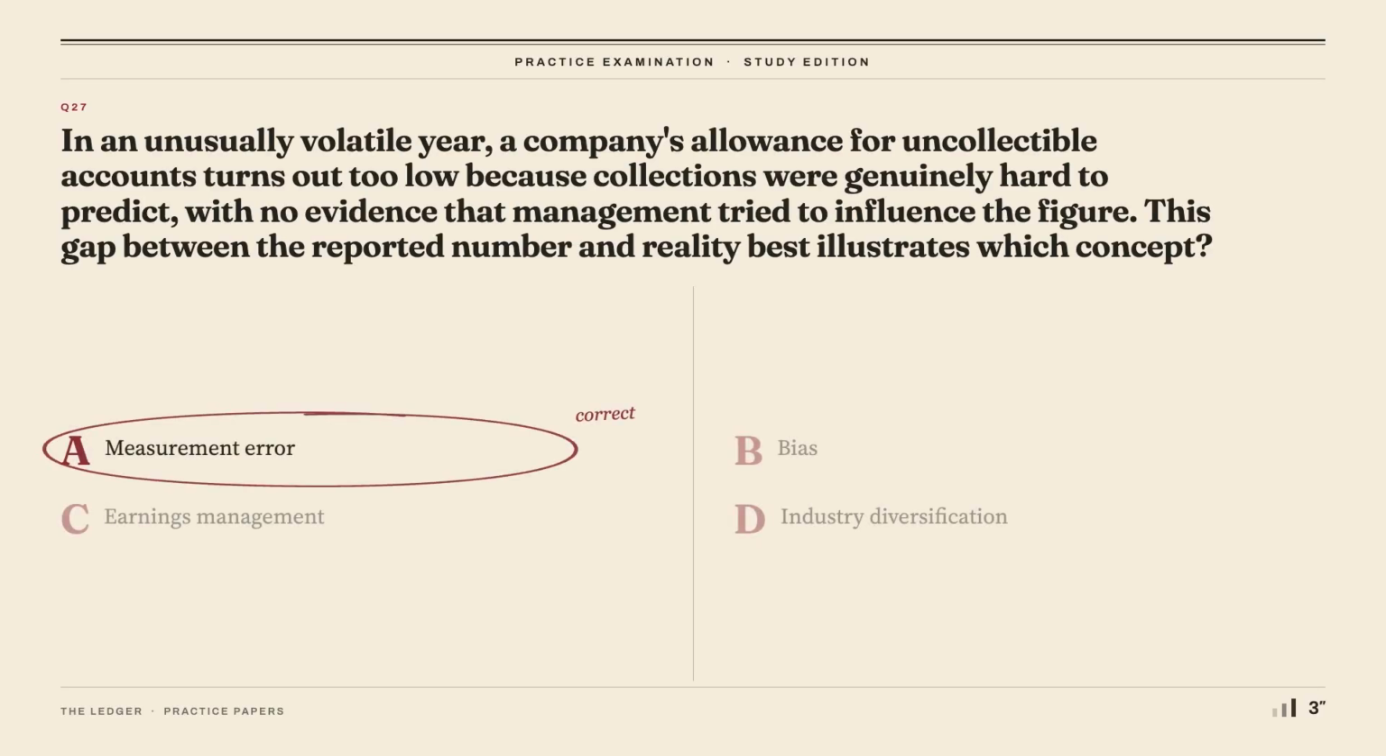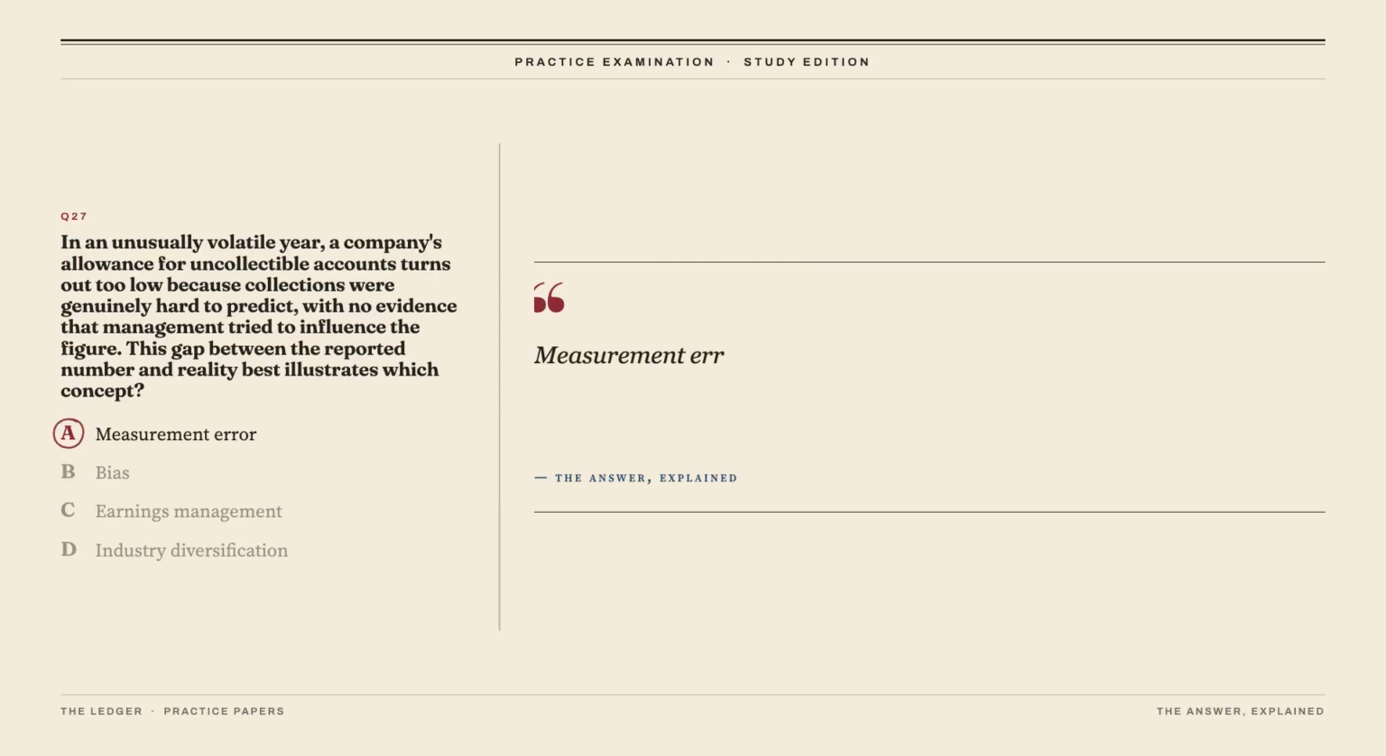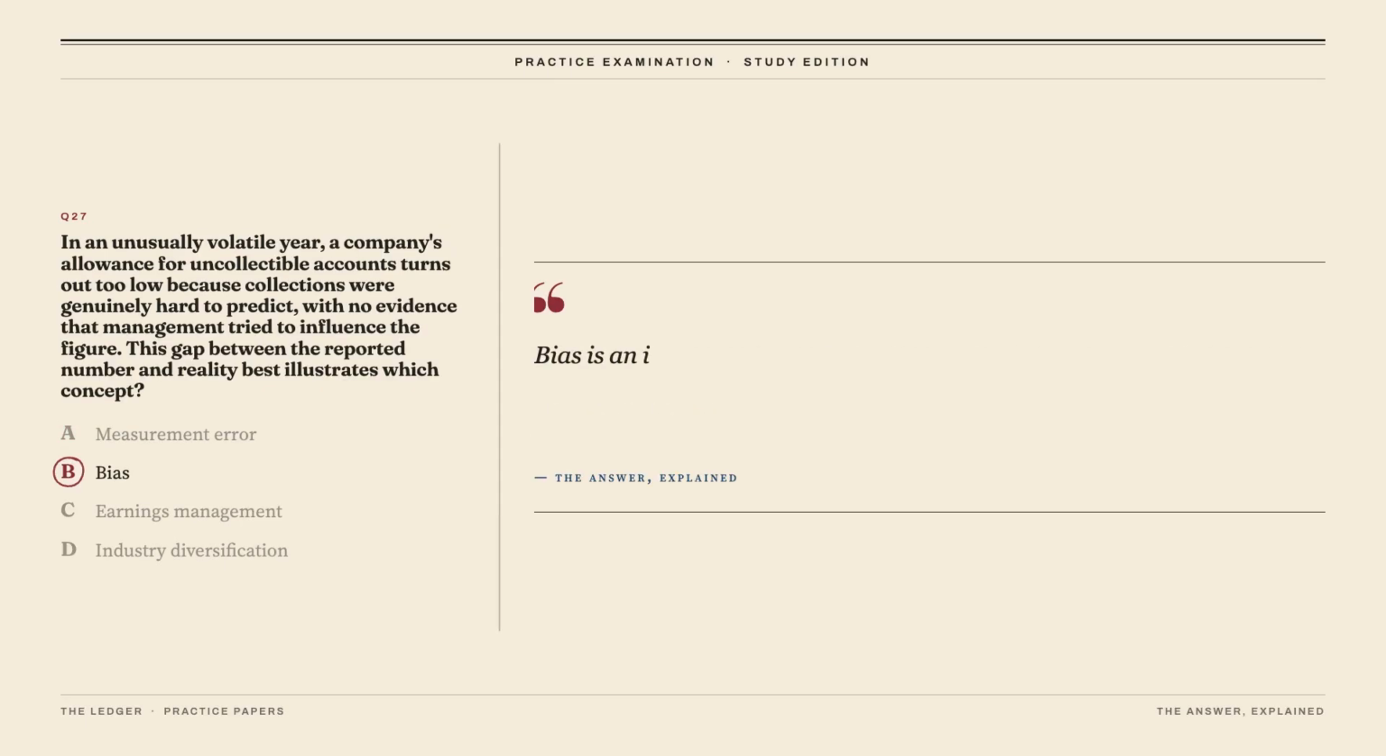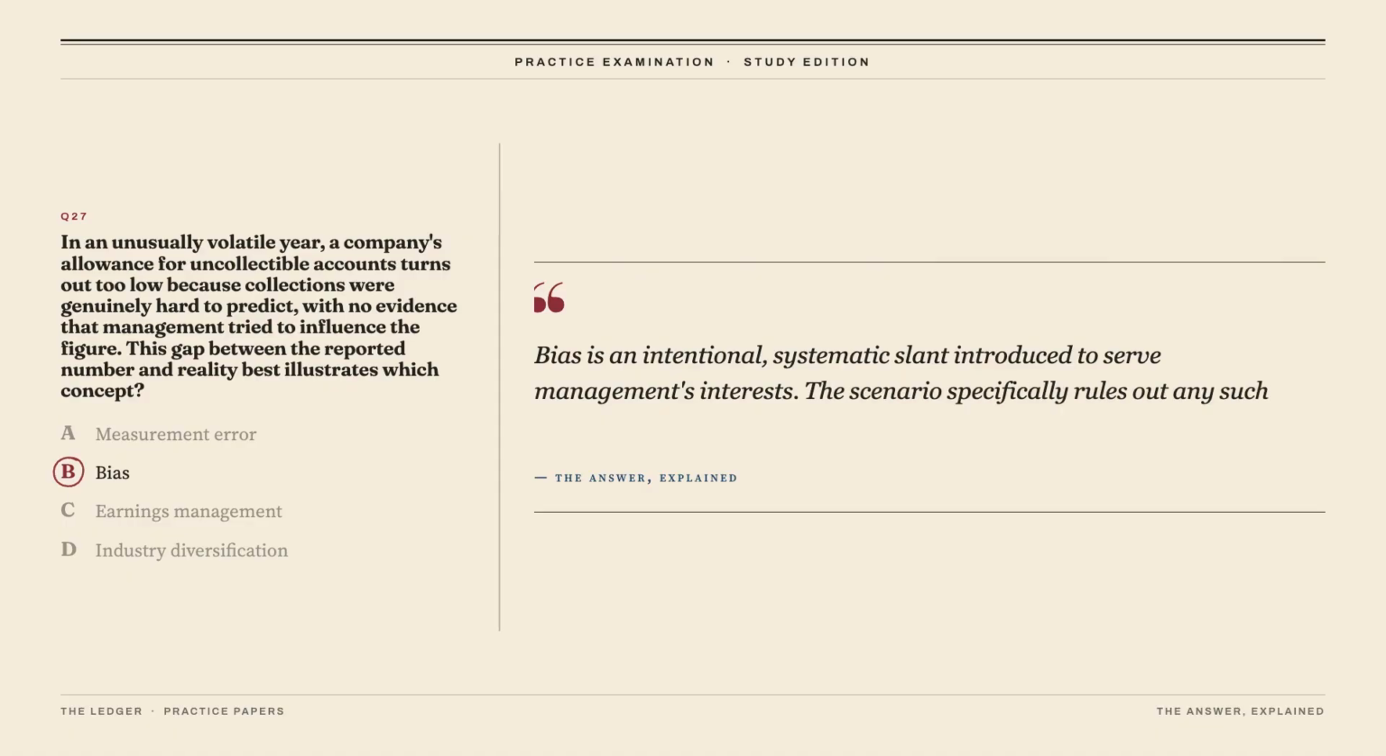The correct answer is A. Measurement error. A is correct because measurement error is an unintentional gap between a reported number and economic reality, caused by the inherent difficulty of estimating something like future collectability. With no intent to slant the figure, an allowance that proves too low reflects the hardness of the estimate, not manipulation. B is wrong because bias is an intentional, systematic slant introduced to serve management's interests. The scenario specifically rules out any such intent.